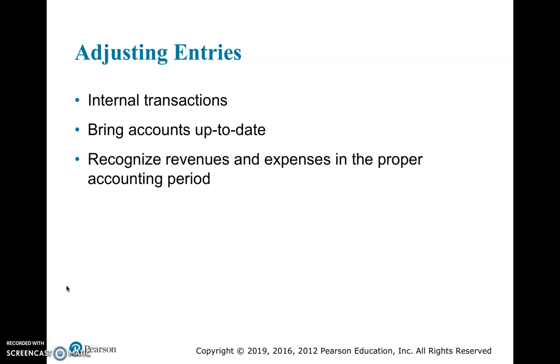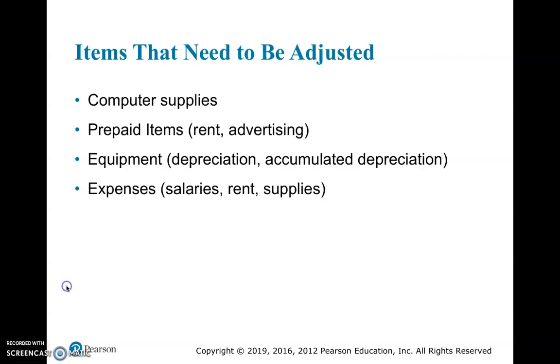Adjusting entries have a few different categories. First category we're going to go over are prepaid expenses. These are basically items we paid for during the accounting period. Once we use them, we should show them as an expense. Let's go over one of those, which is supplies. The other one is prepaid rent or prepaid advertising. Any prepaid items, prepaid insurance is another one. And then we're going to talk about the usage of equipment.